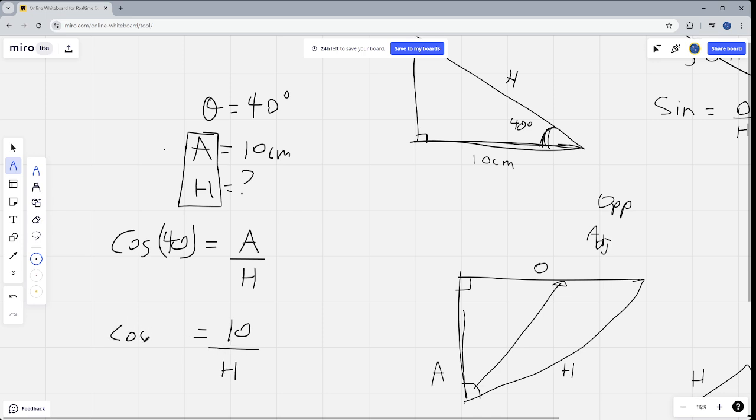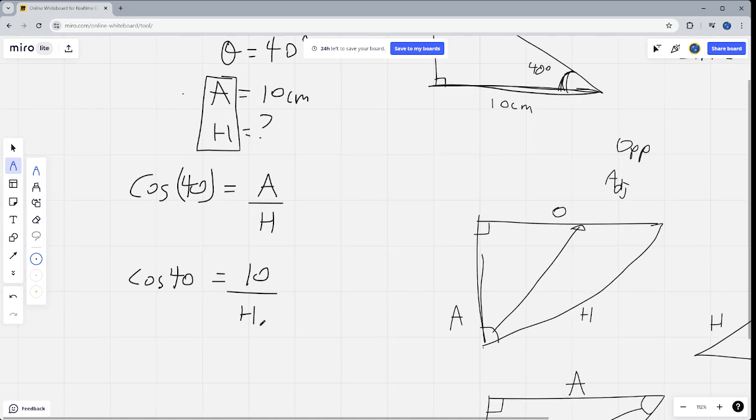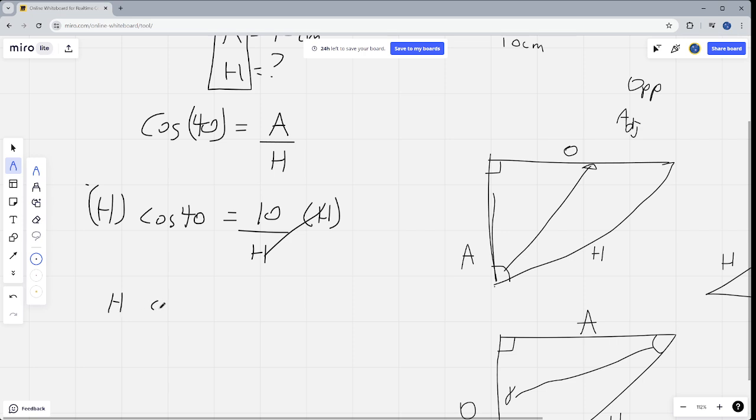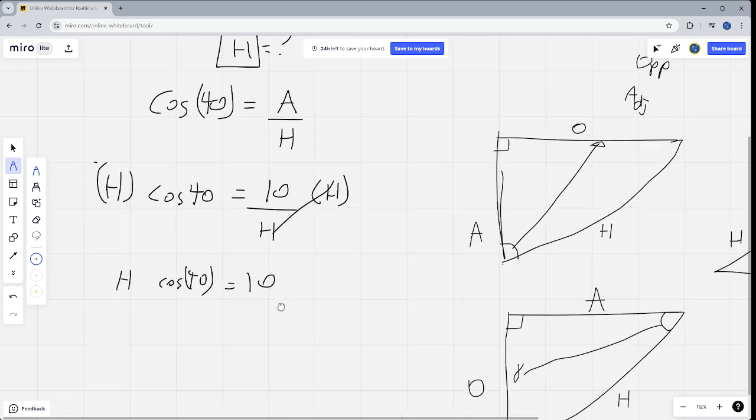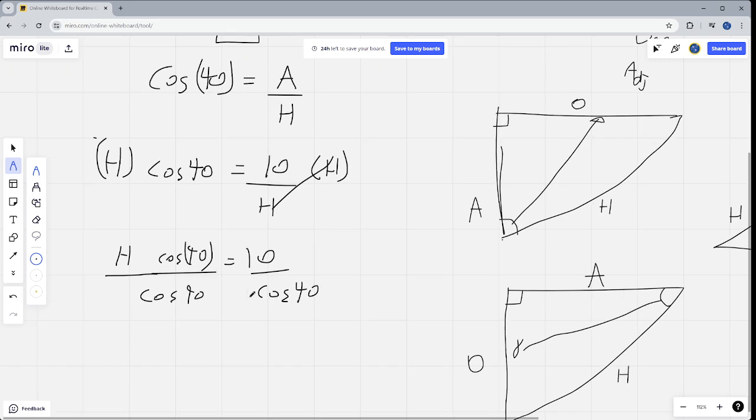We don't know our hypotenuse yet. And then cos 40 stays the same. So now we need to figure out the value of h. So let's multiply both sides by h. Cancels it out on this side. And we have h times cosine 40 equals 10. And now to solve for h, let's get rid of our cos 40 by dividing on both sides by cosine 40, right? And then we're left with h is equal to 10 over cosine 40.